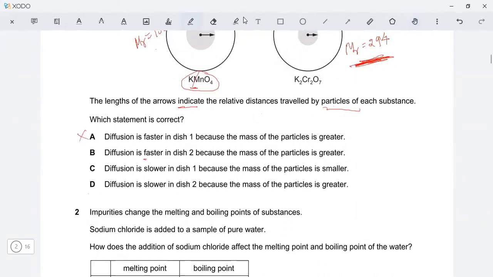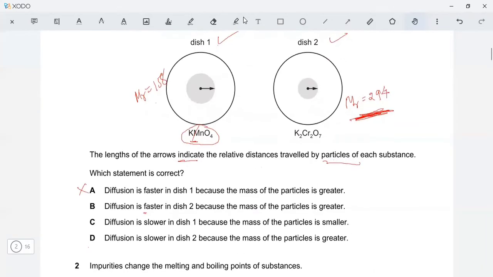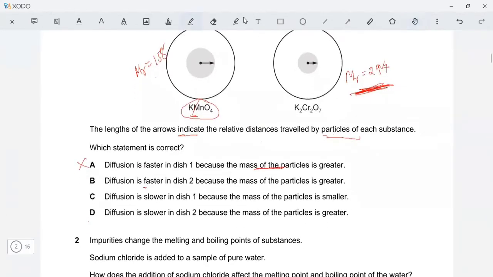Option A is not correct. Diffusion will be faster in dish one, but the reason is wrong. They have mentioned the mass of particles is greater, when the mass of particles is actually smaller. So option A is not appropriate. Option B is also not correct, the faster distance is completely wrong. C also is not right. Option D says diffusion is slower in dish two because the mass of particles is greater. This is the right answer. Dish two has more mass, 294, so heavier particles, diffusion is slower. So you can write, the answer will be D, the last option.